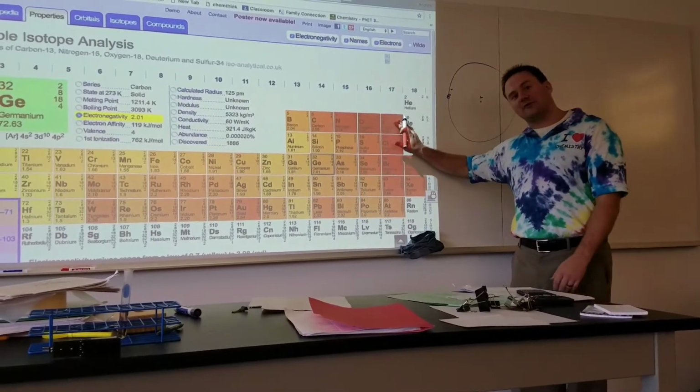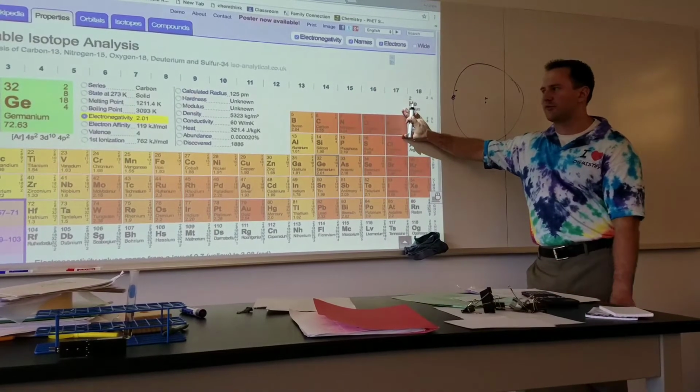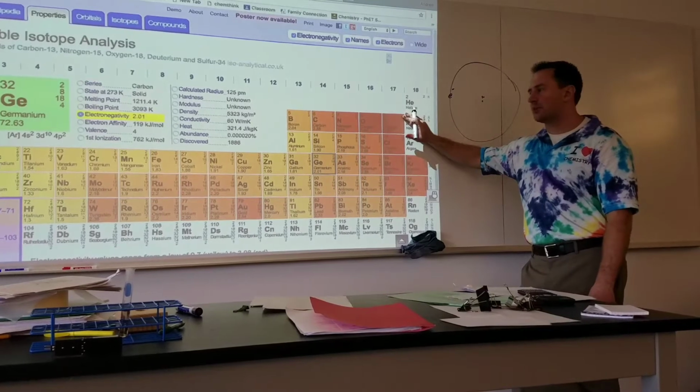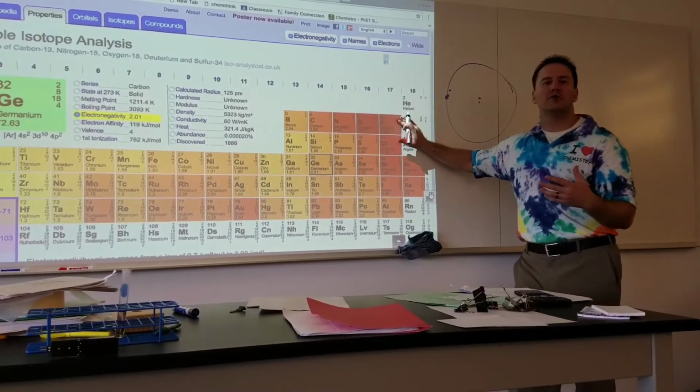Fluorine can't help itself, it's so attractive, and it has an electronegativity of almost 4. The bigger the difference in the electronegativities between two atoms bonding, the more ionic character it has. The closer together they are, the more covalent character they have.